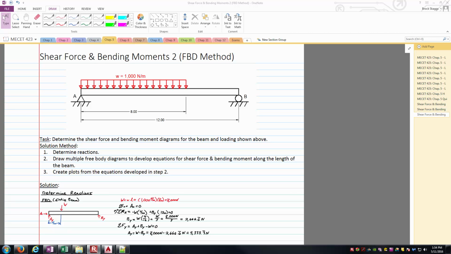Hello everyone, this is Brock Skaggs, and I'm going to make this video where we'll investigate drawing the shear and bending moment diagrams for the simply supported beam you see before us.